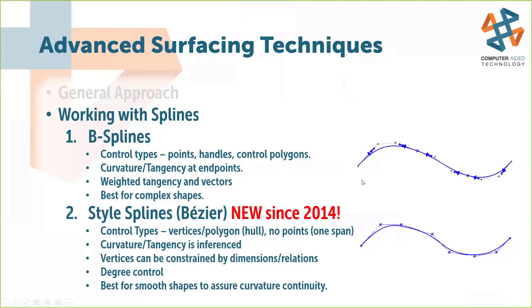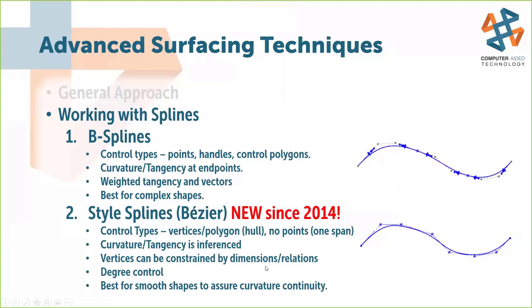So the difference between the two: on B splines, I can't add any constraints to that control polygon. Whereas a Bezier curve is the opposite of that. So I can actually add dimensions, the length of the control polygon here and the position of that control polygon. I can really control where this point lands with dimensions and relationships, where I can't do that with a B spline.